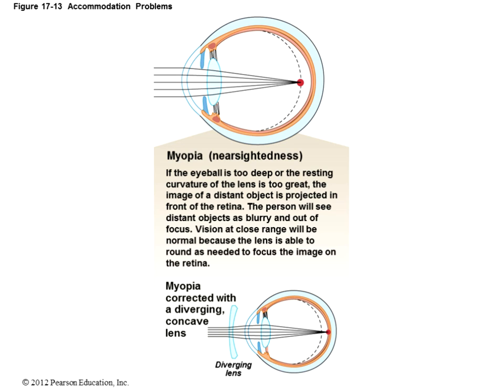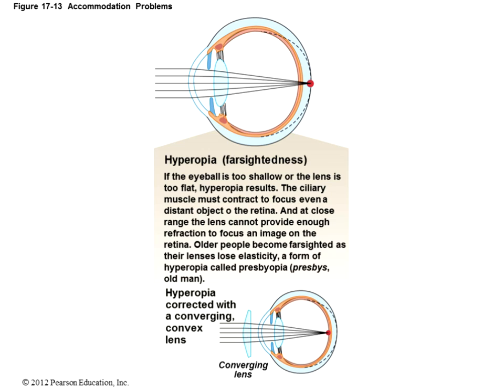Probably the more common types of accommodation problems are things like myopia, which is nearsightedness. This is being able to see things pretty well at close range, but things that are further out are going to be harder to see. A lot of it has to do with the architecture of the eye inside the skull. If the eyeball is too deep or the resting curvature of the lens is too great, it's not going to hit the retina perfectly. Vision at close range is typically normal because the lens can accommodate for that, but when you get further away, the lens can't make up the difference. And so you need a third layer of refraction here. Myopias are corrected with a divergent concave lens. It's going to adjust the focus and hit it directly on the retina.